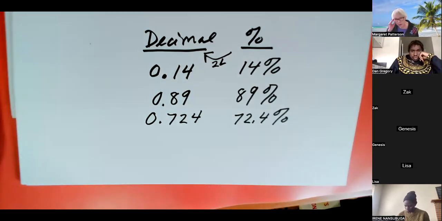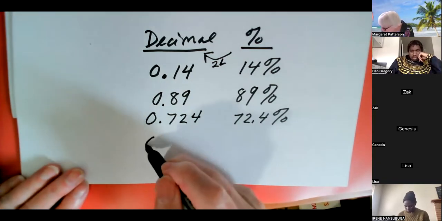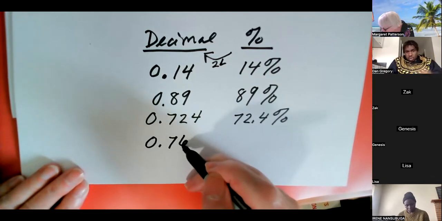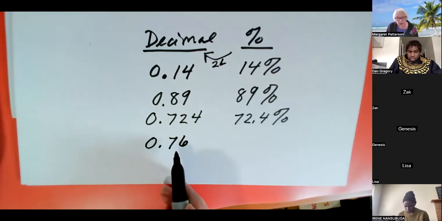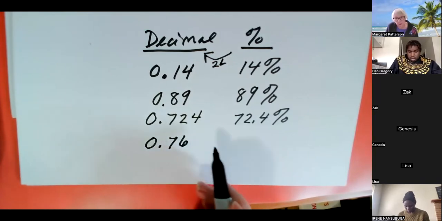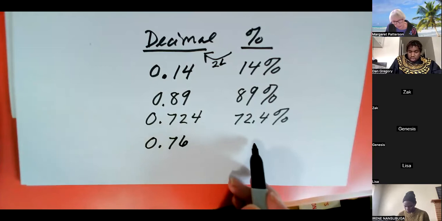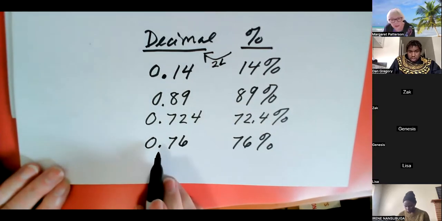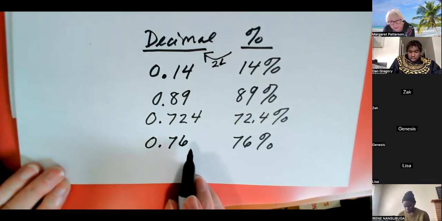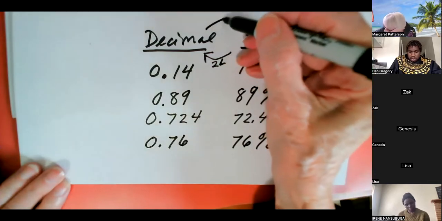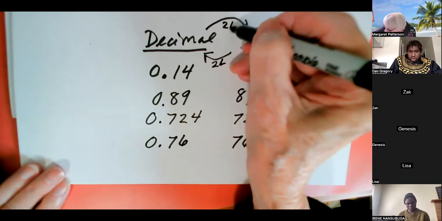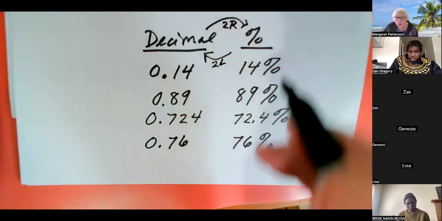Now, the reverse is this. If I had a decimal, 0.76, and I wanted to make a percent, 76%. And I want you to see what we did with the decimal. It was here and it moved over here. So in this case, we took the decimal 2 places to the right.